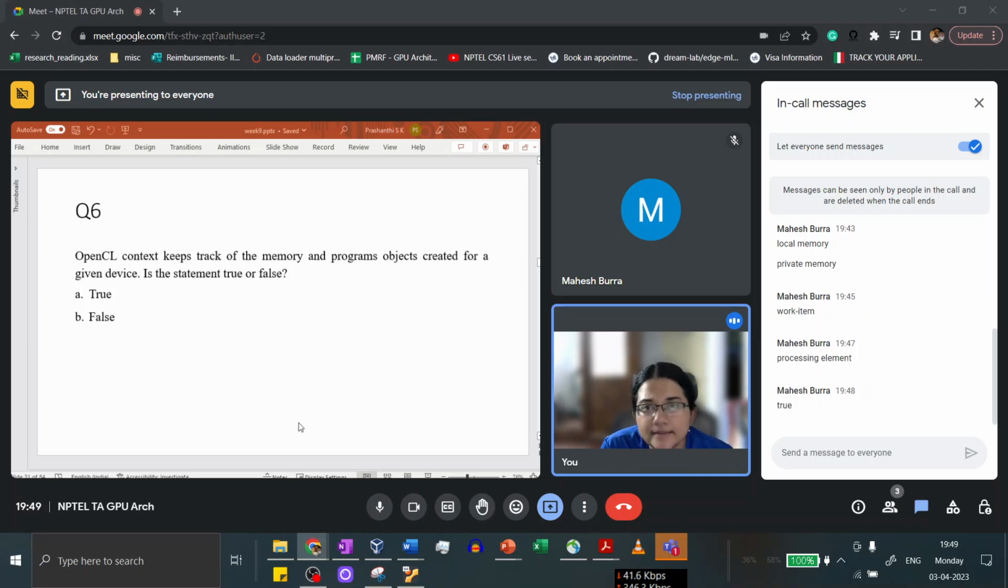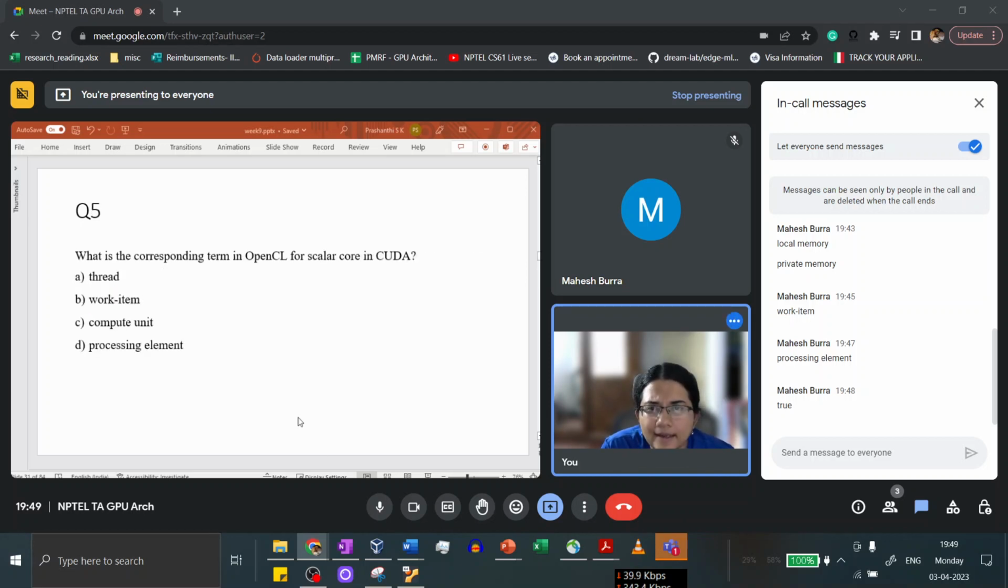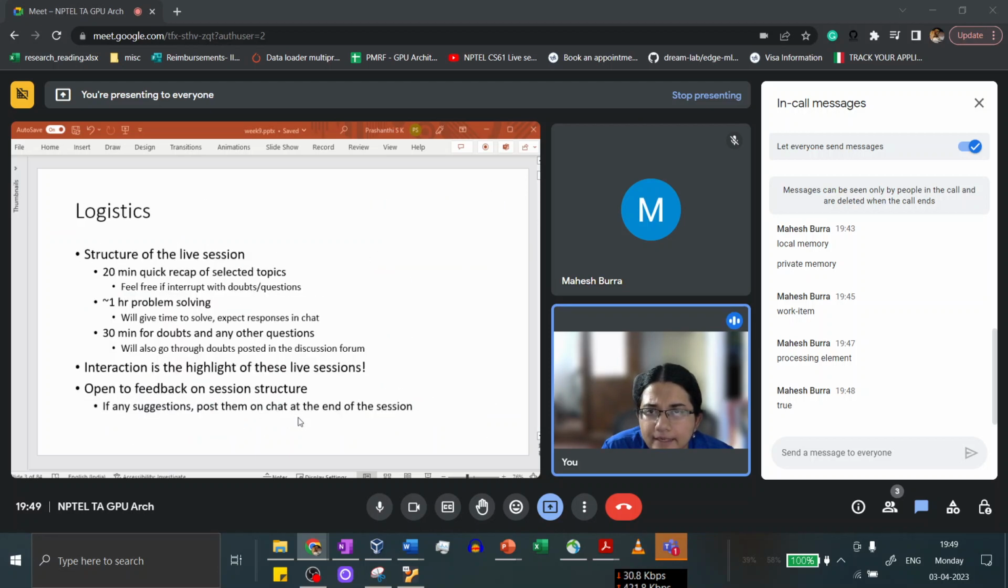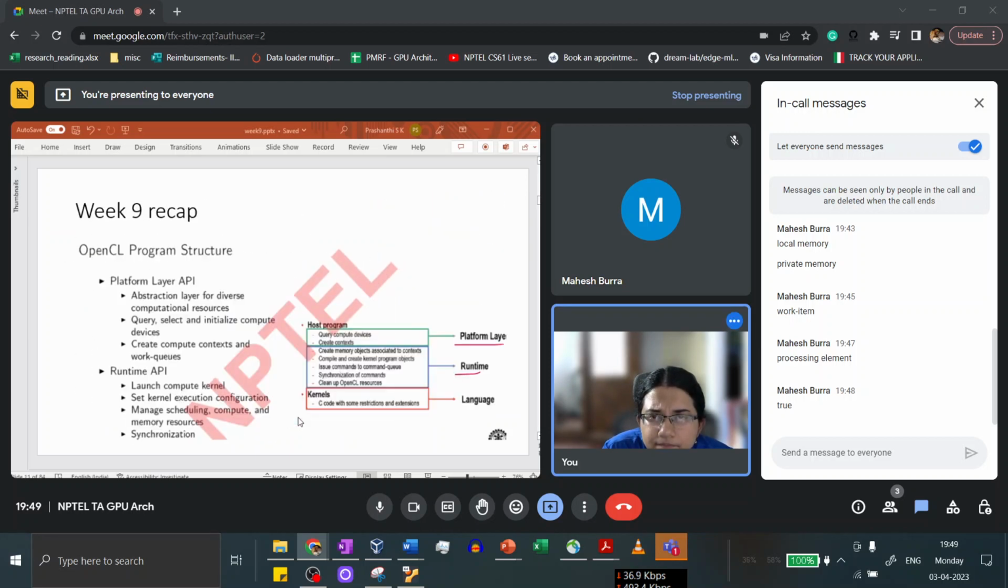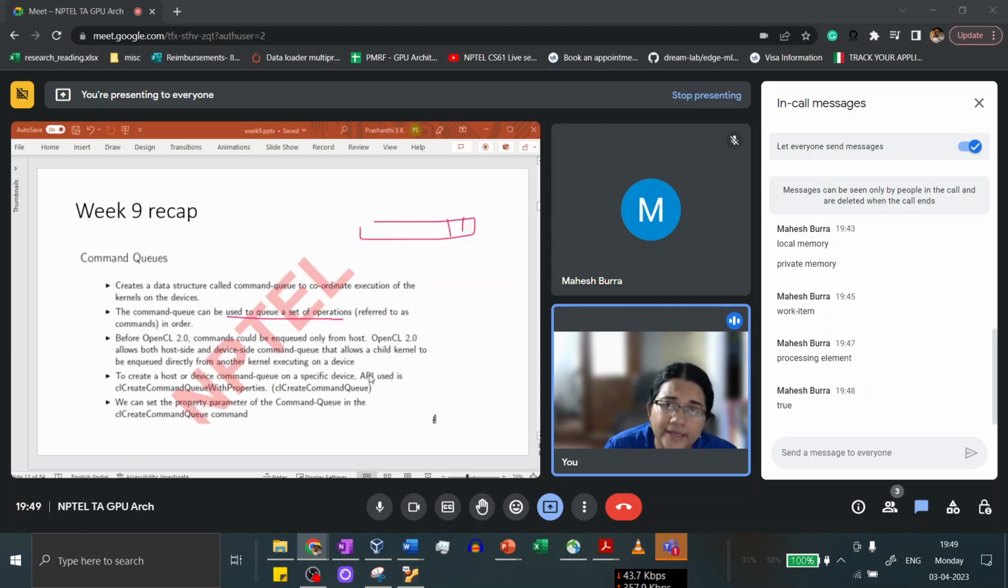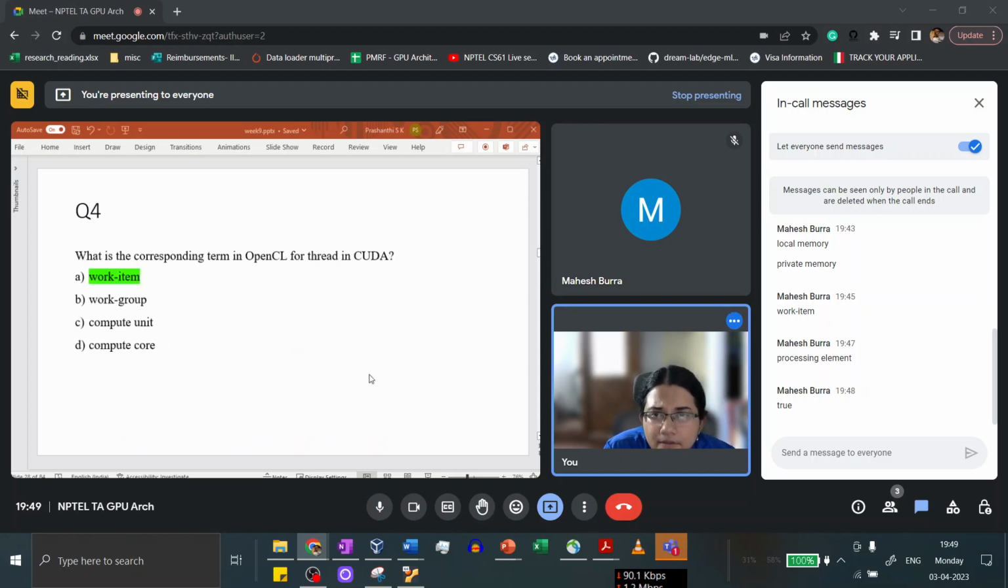Okay, we have an answer saying true, that is also correct. I think we had this definition of context in the recap, right? Yeah, here. It manages the memory objects that are available to devices, keeps track of programs and kernels that are created for each device. So where were we? Question 6. Yeah. So that is true.